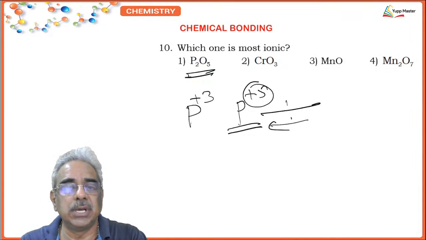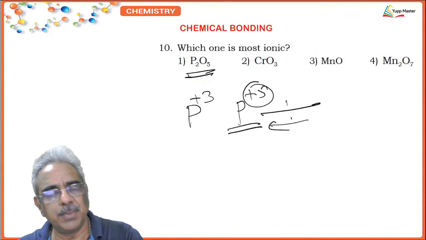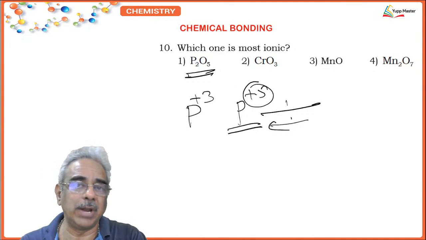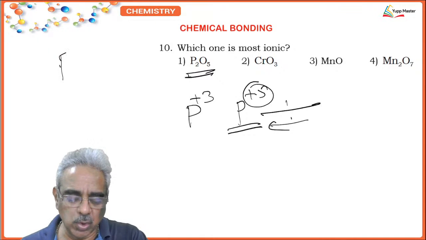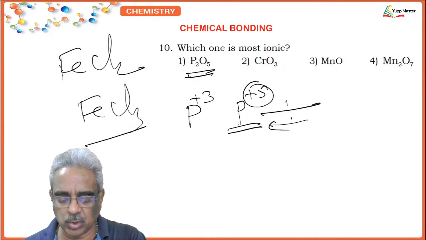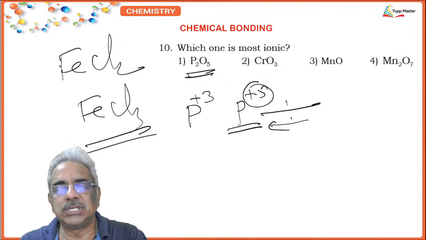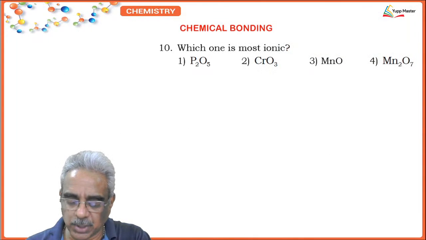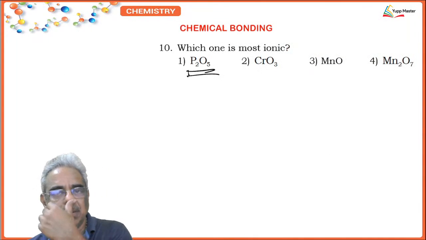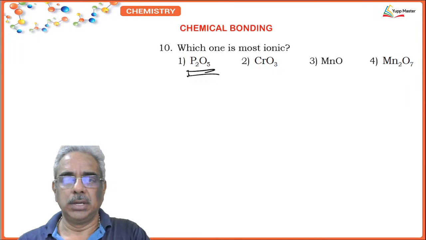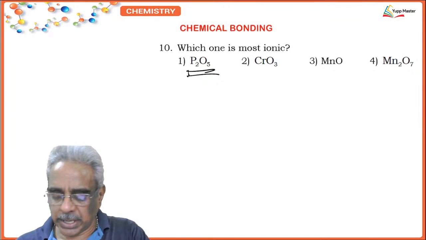High charged ions, whether it will be metal ion or non-metal ion, will tend to give you more covalent character. So as I told you, ferrous chloride is less covalent, ferric chloride is more covalent in nature. As the charge of ion increases, covalent nature increases. Charge of cation. See, phosphorus pentoxide. Luckily both are non-metals. Definitely it will be a covalent molecule. Here there is a problem.